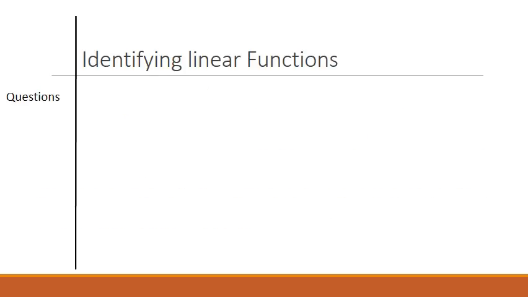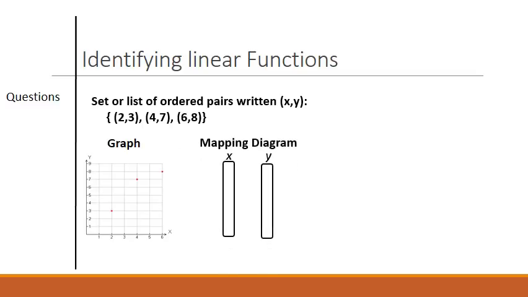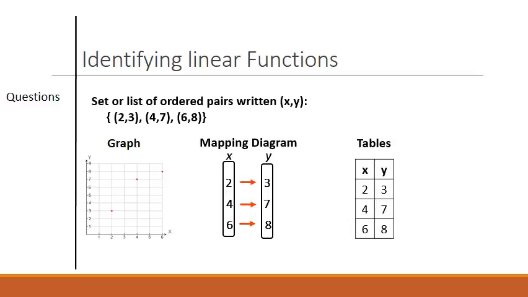Identify linear functions. You can identify linear functions, but first let's recap how to identify if a relation is a function. We use several means to help us identify from the relations given. We use a list of ordered pairs, we use a graph, the mapping diagram, and we also use tables. Here's an example of each.